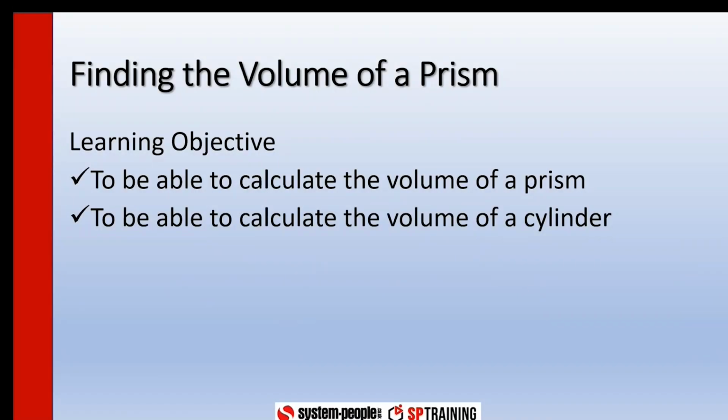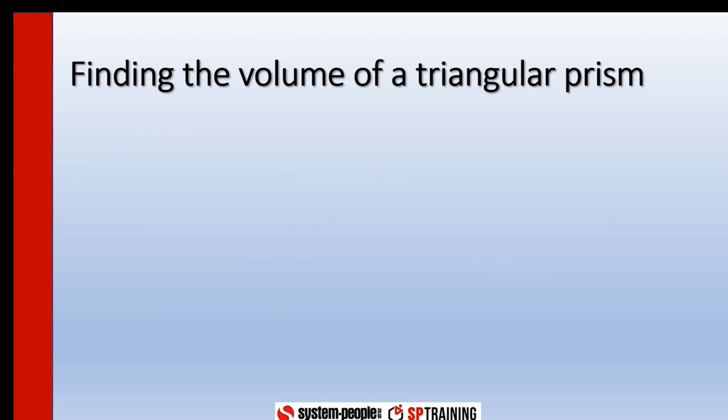So our learning objectives, we've got two of them here: to be able to calculate the volume of a prism, namely a triangular prism, but then we're also going to look at calculating the volume of a cylinder. And both of them are very similar.